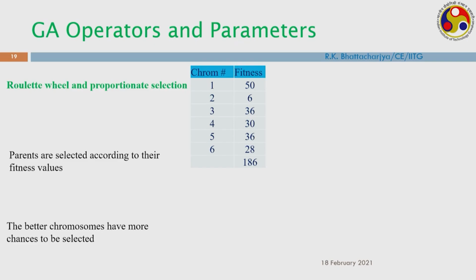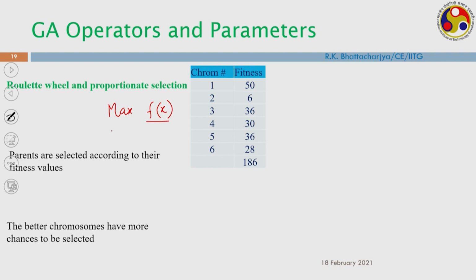Now, the question is that in the last class I discussed how to define fitness value. Suppose it is a maximization problem. In that case I can take the objective function as a fitness function. A higher objective function value means that the solution is better.